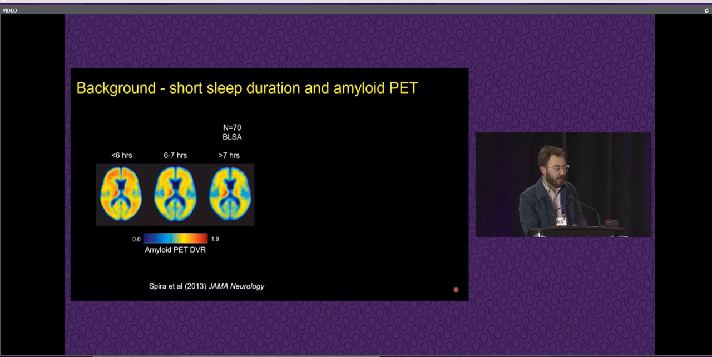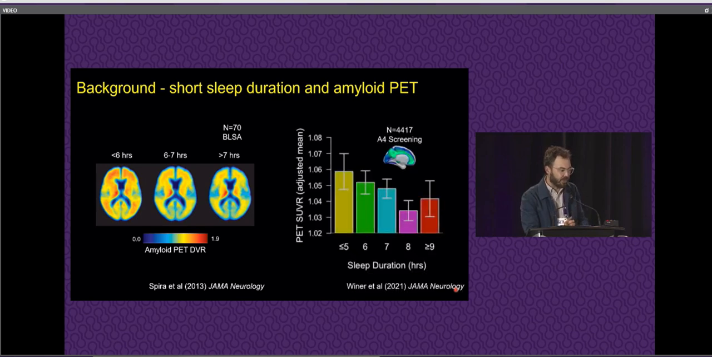A few years ago, when the A4 screening data were released, I was really excited to see that they actually asked everyone who was screened for the study how many hours of sleep they got. So we were able to look at this data compared to more than 4,000 amyloid PET scans, and we saw the same pattern, a linear association with shorter sleep durations predicting higher levels of amyloid PET.